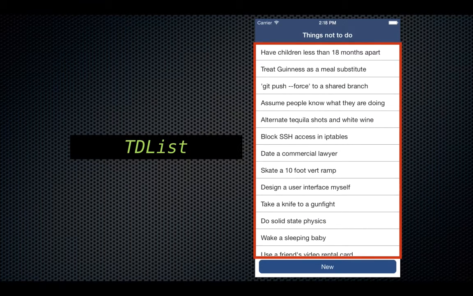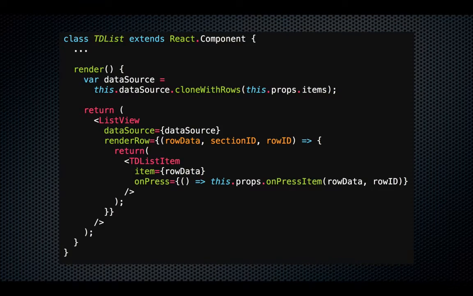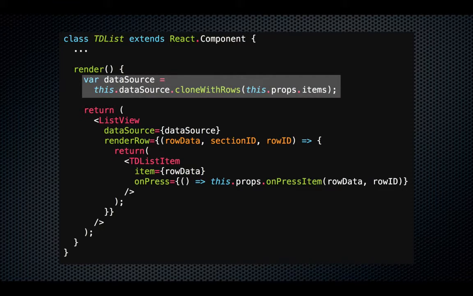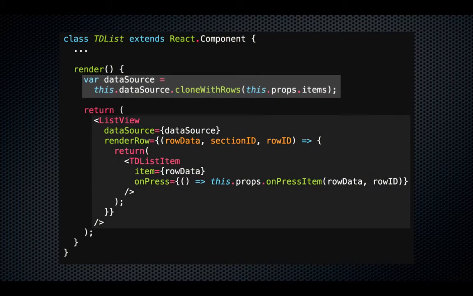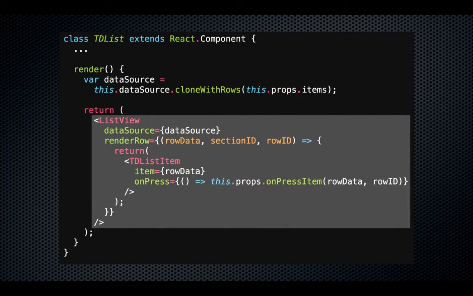Okay, let's look at the list now that I've written. It starts off with this data source at the top. This is just a way to map an array of objects into something that a list view can interact with. The list view is a component that is provided for you out of the box by React Native. React Native does not use UI table view out of the box, although there are wrappers for it that you can use. However, for simple usage, list view is often enough.